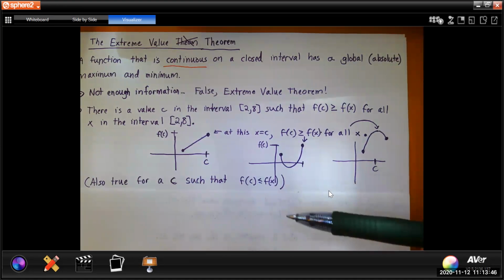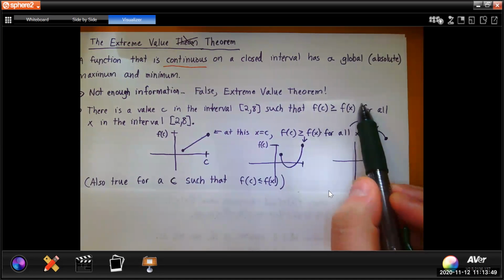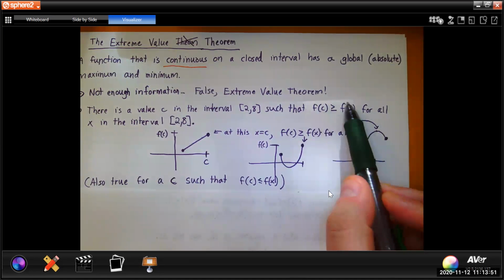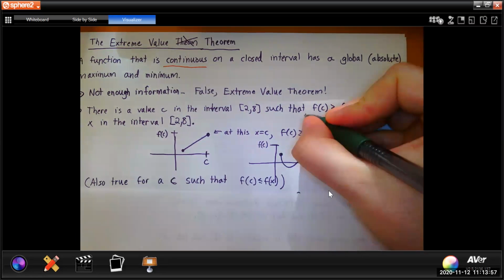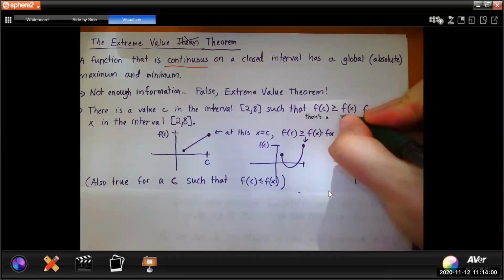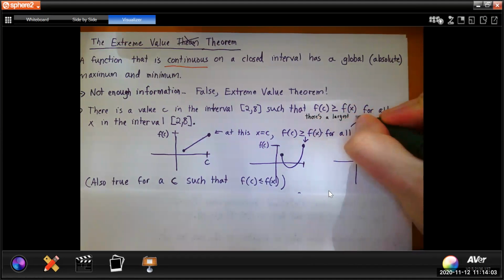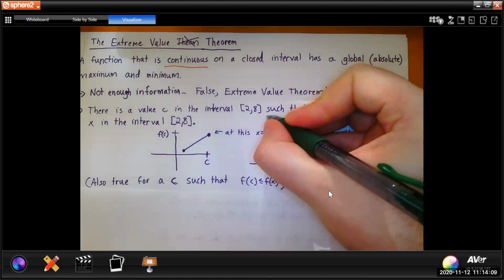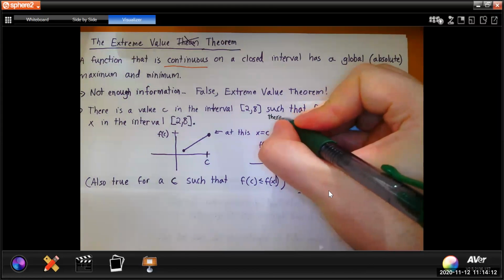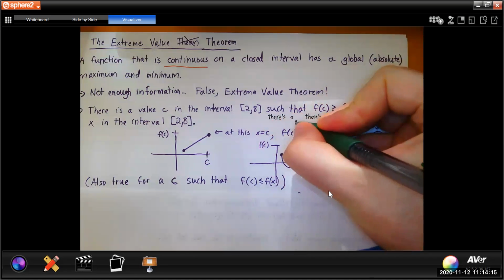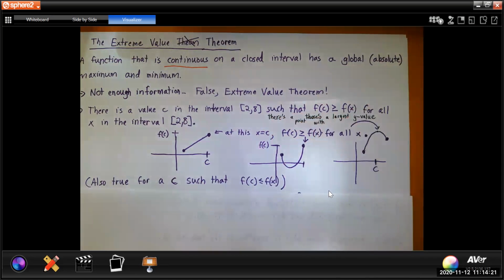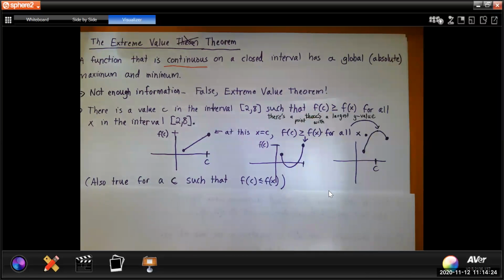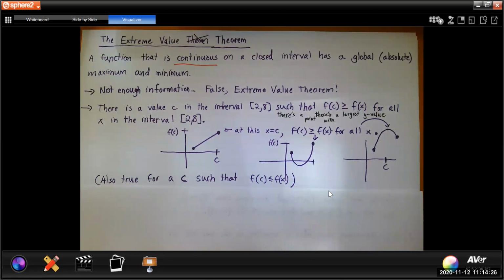There's going to be a point that's lower than every other point. So this notation right here, f of c bigger than or equal to f of x, could be thought of like this. There's a largest y value. And not just there's a largest y value, there's a point with a largest y value. Okay? So a quick note on why the function needs to be continuous.